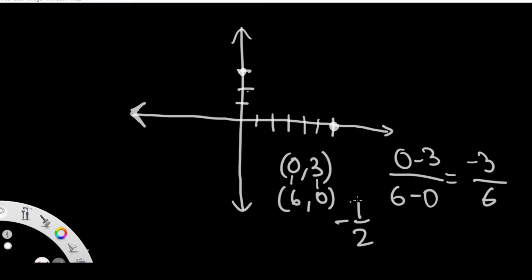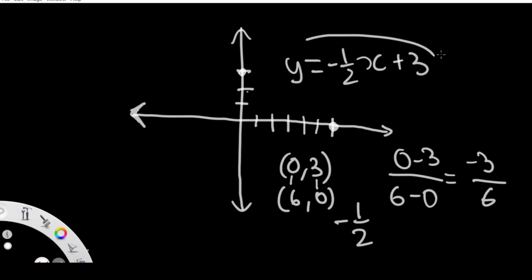Now that we have this slope, negative 1 by 2, and we already have the y-intercept, we need to substitute the values in to get y is equal to negative 1 by 2x, and the y-intercept 3: y is equal to negative 1 by 2x plus 3.